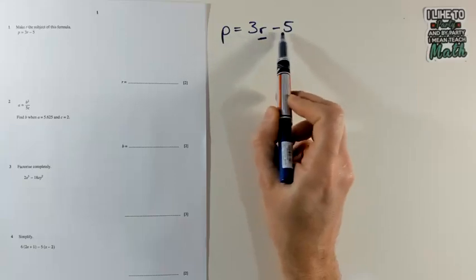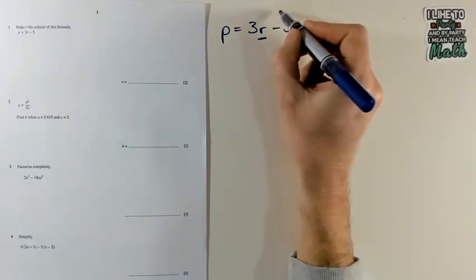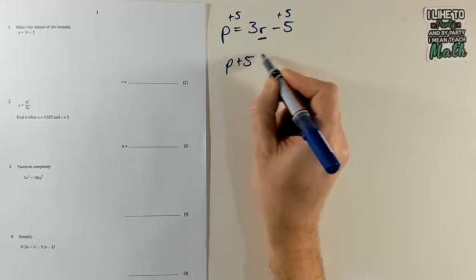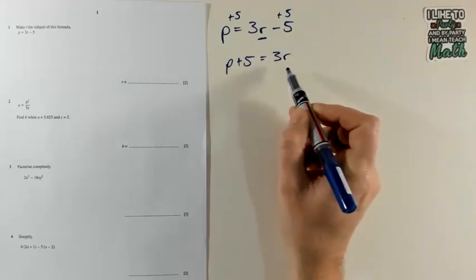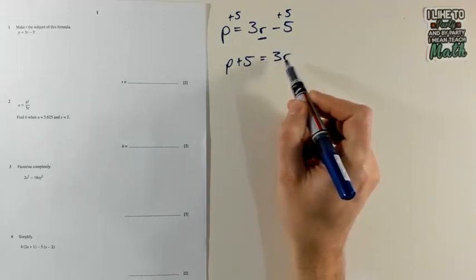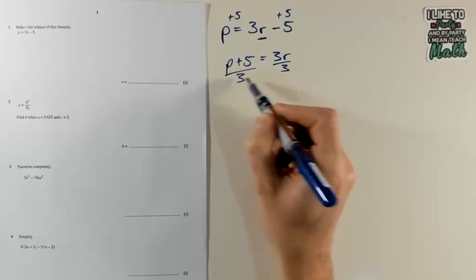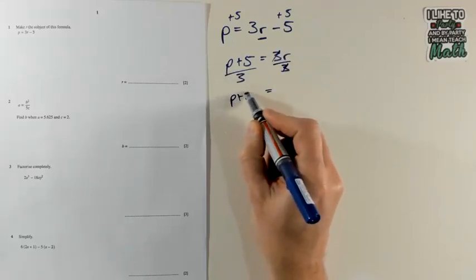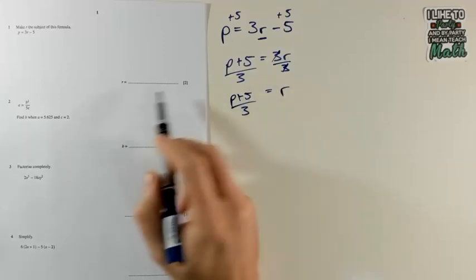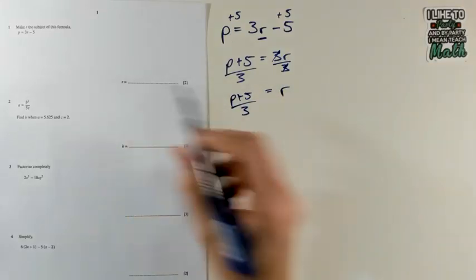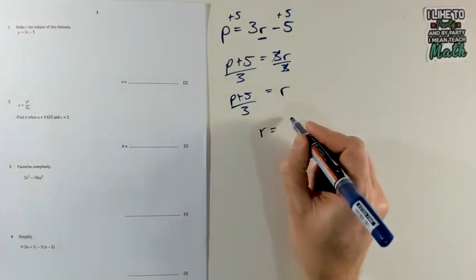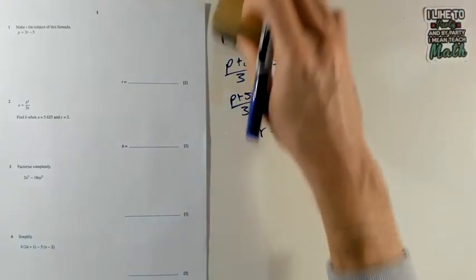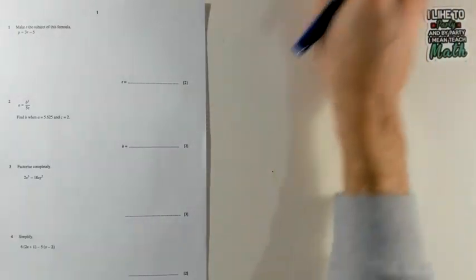I'll start with getting the terms away, so I'll add 5 on both sides. I'll have P plus 5 is equal to 3R. But now R is being multiplied by 3, so to undo that, I'm going to divide by 3 on both sides. The 3's reduce to 1, so I'm left with P plus 5 over 3 is R. On the memo, it says R is the subject, so we'll just write R is equal to P plus 5 over 3. Easy enough. Okay, next question.